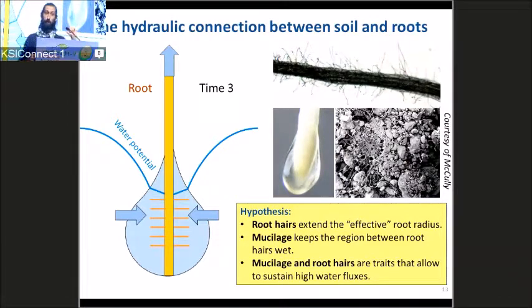And they do it in 2 ways. They do it by growing root hairs, which extend the root radius, so they can capture water from a bit farther away. So you solve the radial problem. And they do it by exuding a particular material, mucilage, a gel exuded at the root tips, which keeps the region between the root hairs wet, and in this way conductive.